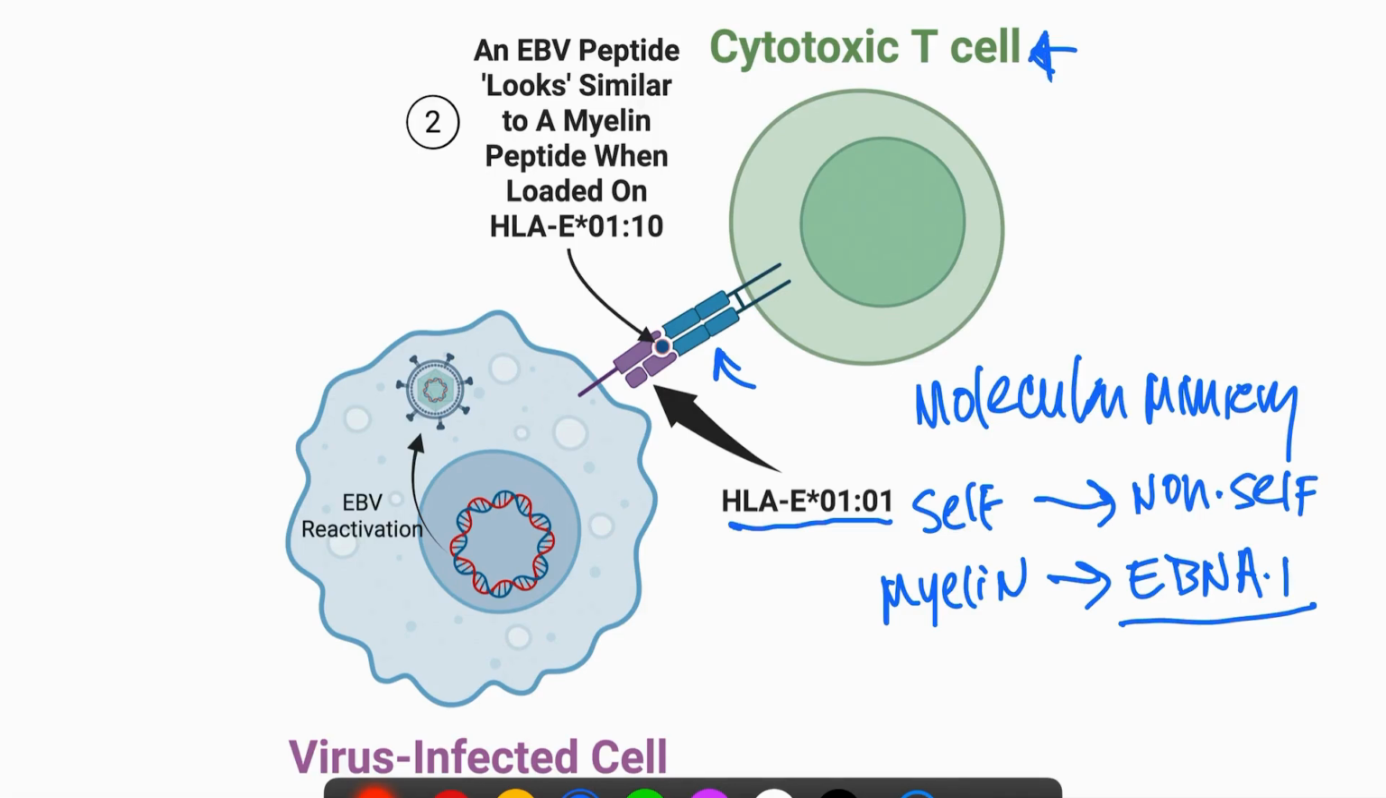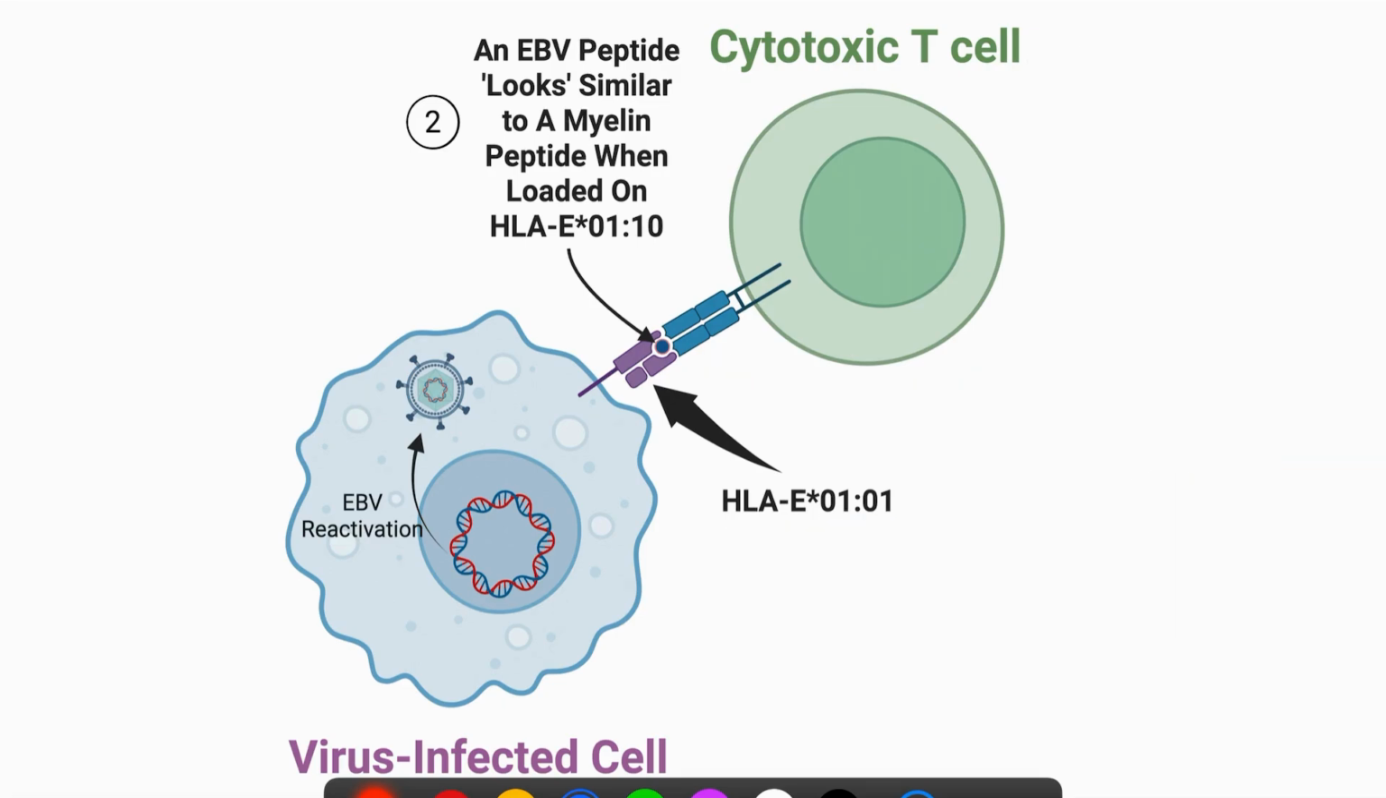Of course, this is speculation, and we do not know the exact mechanism. It may have nothing to do with EBNA1 or myelin at all. It could have to do with something completely different, but that is just a mechanism to potentially explain why this might be specific to MS and not other autoimmune diseases.